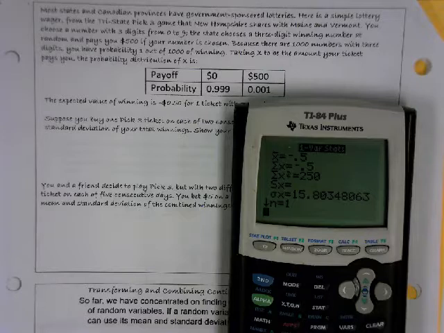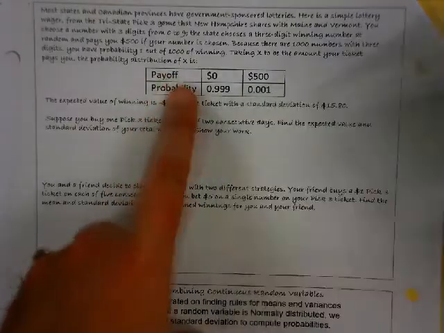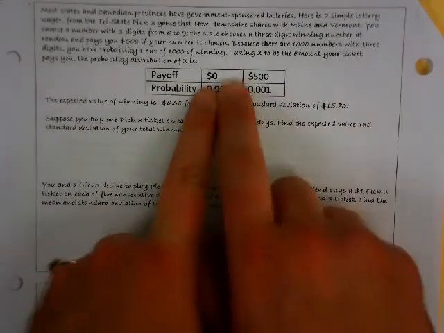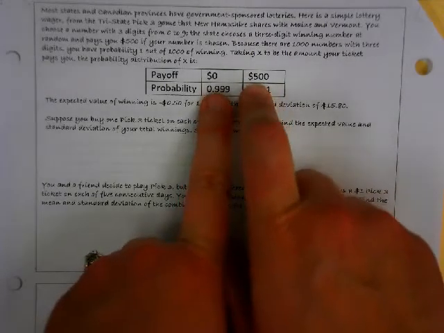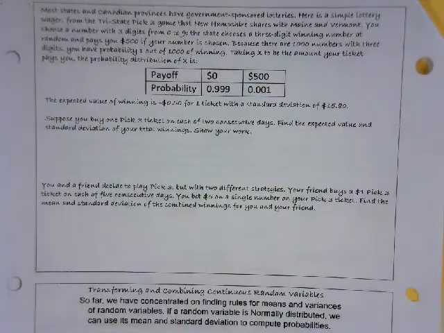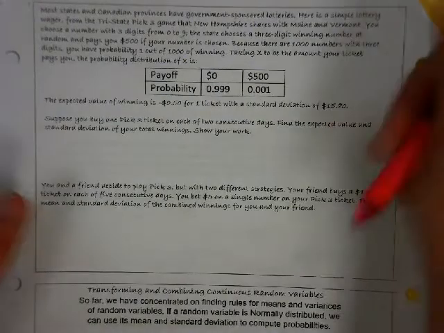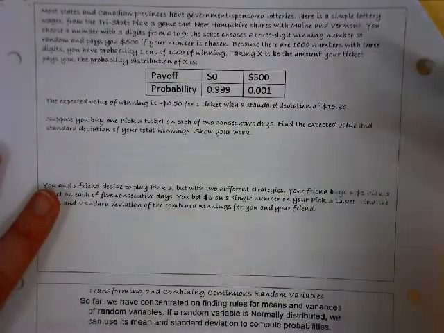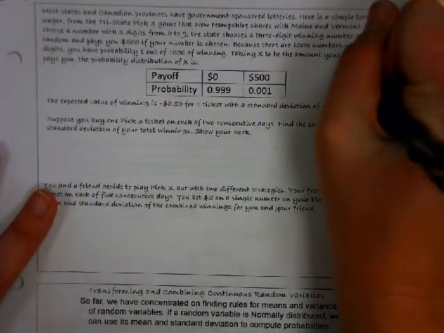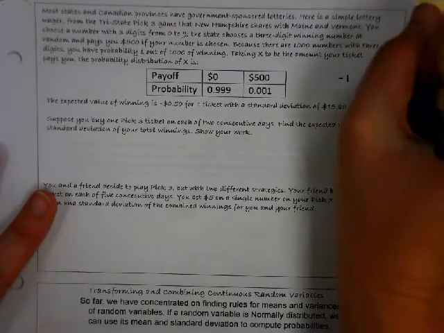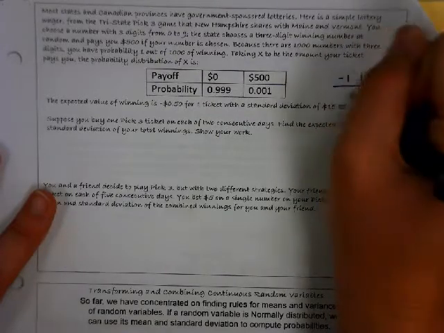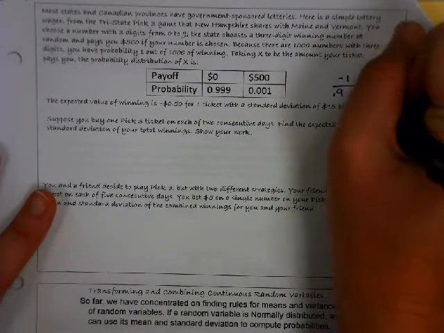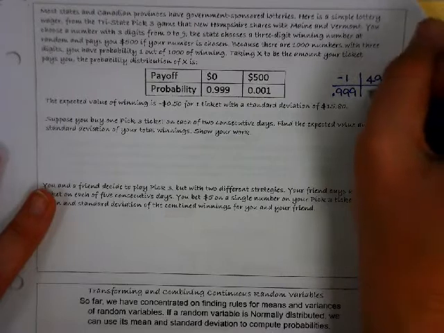A ticket costs $1. So this is the amount of winning. You either win nothing or you win 500. When you take away the cost of the ticket, you either lose $1 or you win 499. And they still have the same probabilities. So that's where that expected value and standard deviation came from.